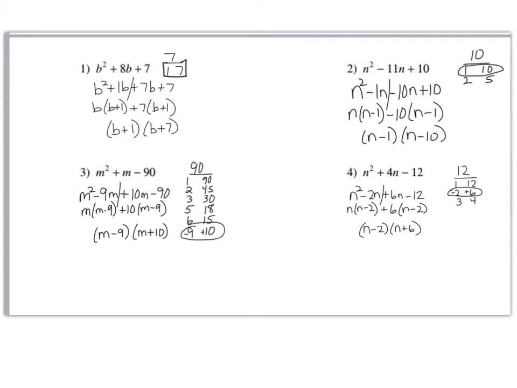Some of the questions you might have is, why do we multiply the a times the c when our a value is always a 1? And the answer is it's coming up in the next slide.